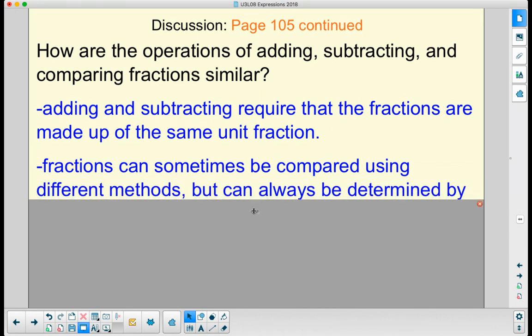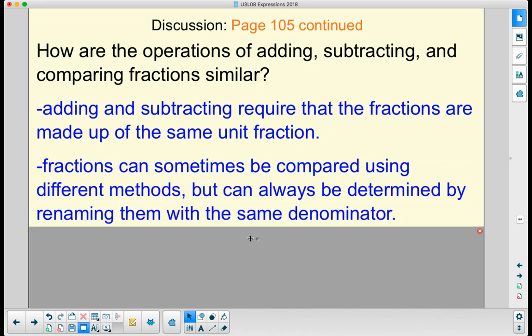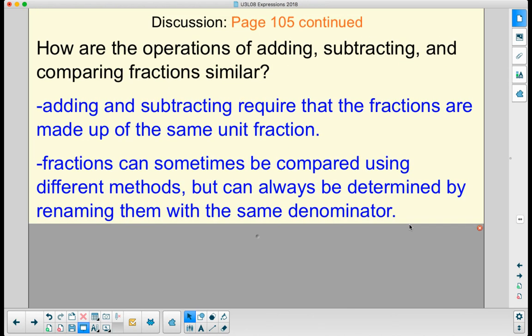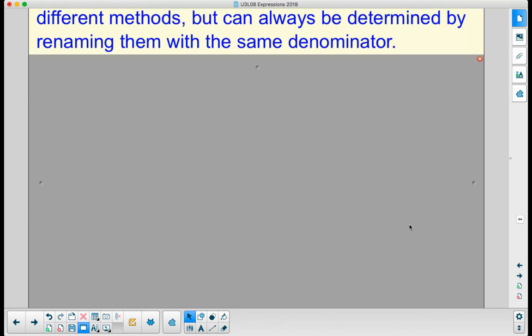Fractions can sometimes be compared using different methods, but it can always be determined by renaming them with the same denominator. So remember the first one, I was able to use benchmarks, but I could also use common denominators. The second one, I have to use common denominators. So you can do different ways of comparing, but if you get common denominators, that always works.